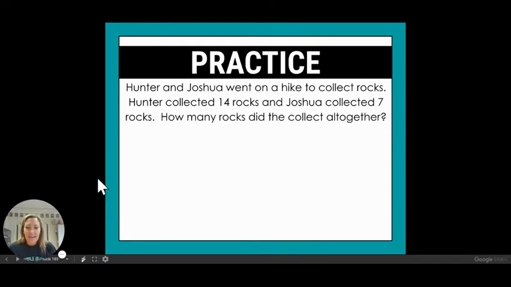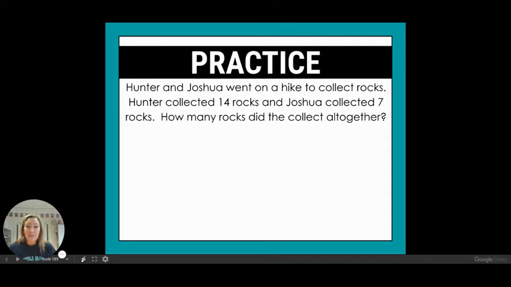So the first one, it says Hunter and Joshua went on a hike to collect rocks. Hunter collected 14 rocks and Joshua collected 7 rocks. How many did they collect all together? So when we're doing this, we're going to draw a picture for this one. And this one's perfect for drawing a picture because the numbers aren't very big.